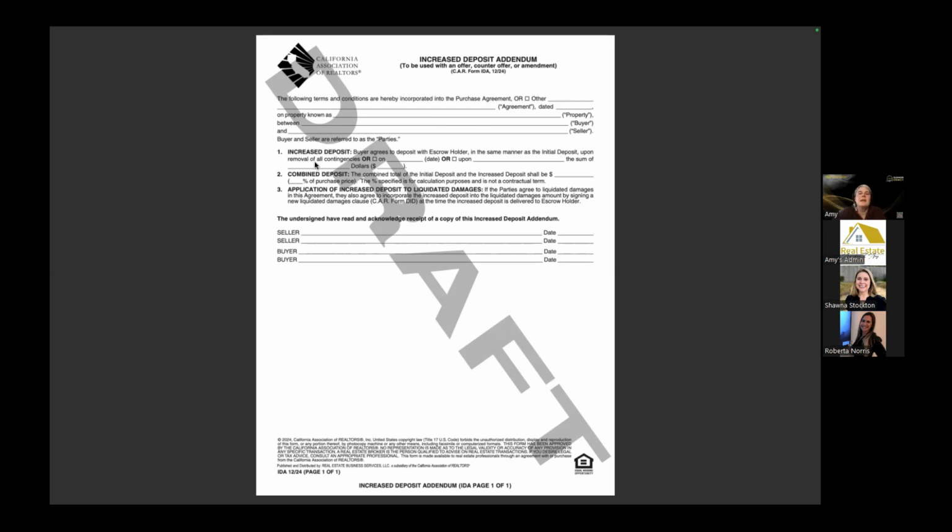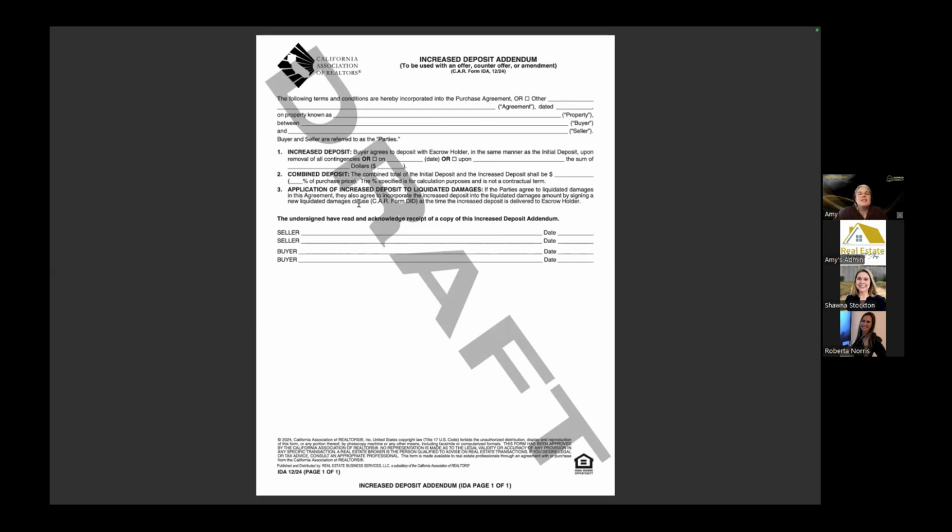Okay. So on this line, though, is the amount of the increased deposit, not the total amount of deposits, just how much we're going to increase it by. Line 2 is the combined deposit. The combined total of the initial deposit and the increased deposit shall be, in my example, $10,000. The initial was 1, the increased was 9, the total is going to be $10,000. You're going to fill that in there. So you do have to do a little bit of math on this one.